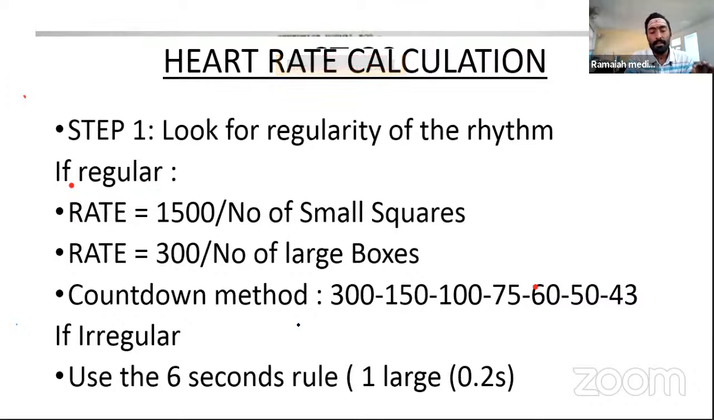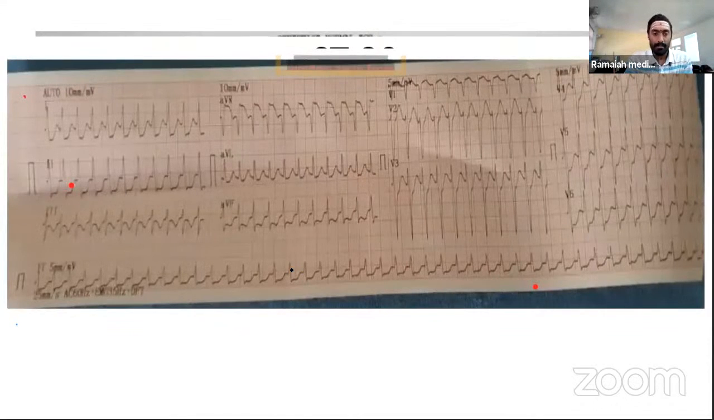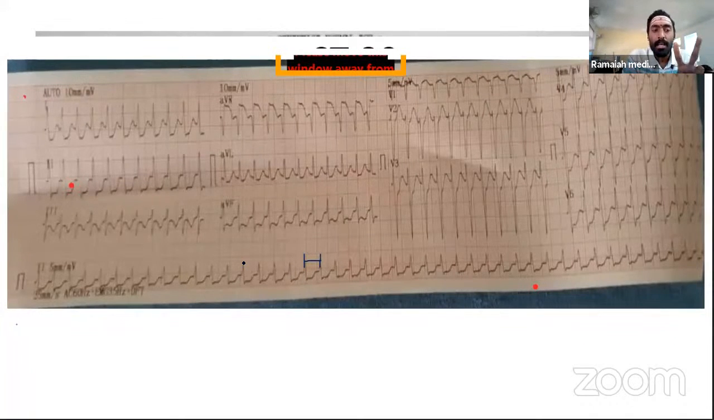Whenever we see the heart rate, to determine it, we look at whether the rhythm is regular or irregular. How do we tell? We say it is regular versus irregular based on the RR interval. The RR interval represents the ventricular activity. The PP interval represents the atrial activity.